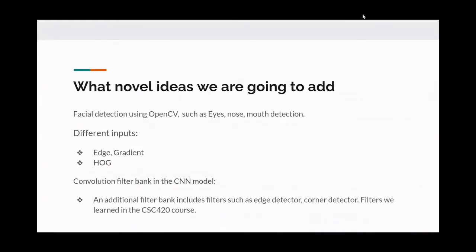Novel ideas. We're going to use OpenCV to extract different parts of facial features in the future, such as eyes, nose, and mouth. Then we will use those features to extend our model. We're also going to try different input data, such as edge gradient and histogram of gradient as input. Last, we will try to implement a filter bank using the filters we learned from the CSC420 course, such as horizontal filter, vertical filter, edge filter, corner filter, and Gaussian filter.